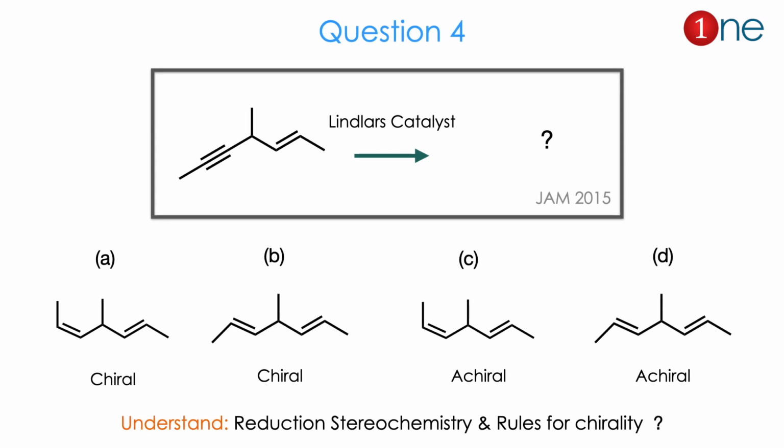Then question number 4. The starting material is a linear chain with an alkene and an alkyne and one methyl group on the 4th position. You are using Lindlar's catalyst. They ask you to find the product. The options are cis-alkene or trans-alkene, or cis-alkene with chiral product or trans-alkene with chiral product. Basically you have to find the configuration as well as the chirality. From reactant to product, you might understand the reduction stereochemistry is important, and rules of chirality are also relevant here. The answer is A. Let us see how.